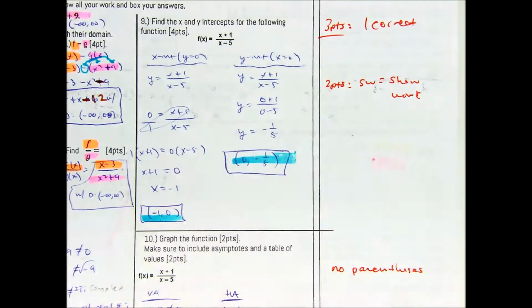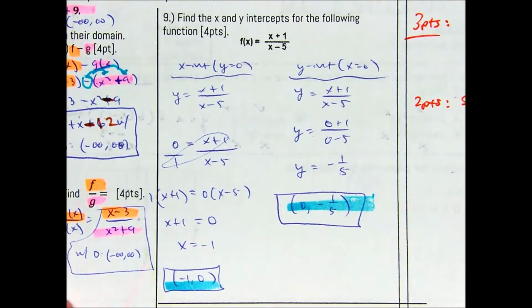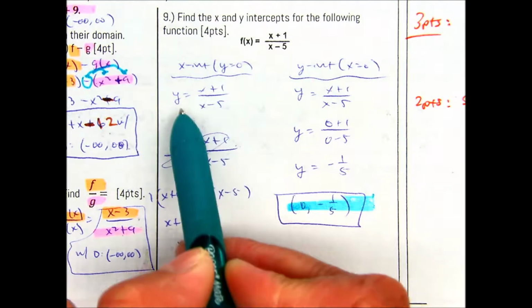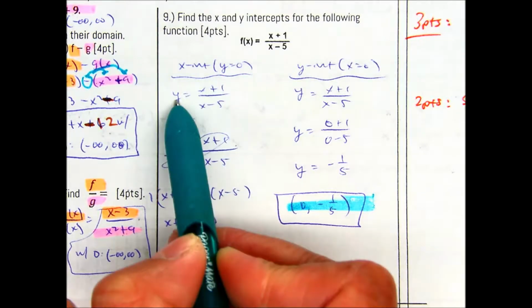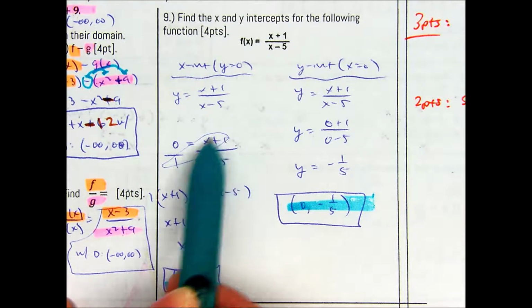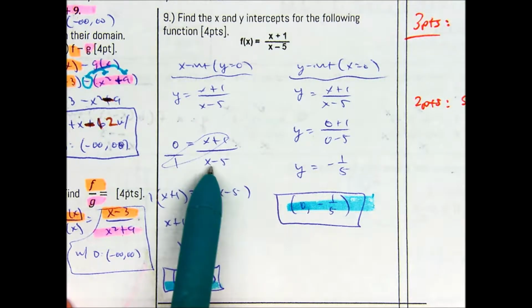Remember, you change the f of x into a y. You make the y equal to 0. How do you make 0 a fraction? You put it over 1, so you can cross multiply. 1 times this expression is just this expression. 0 times this expression equals 0. Subtract 1, x equals negative 1. So there's your ordered pair, negative 1, 0.